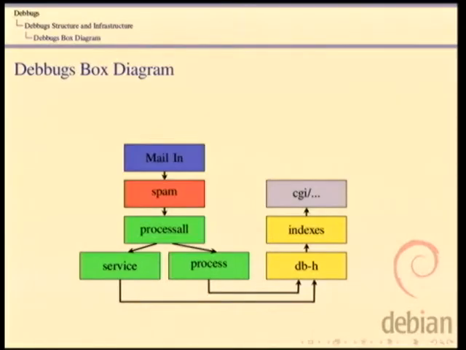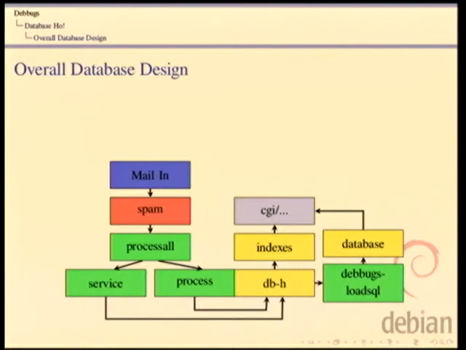Then all of the information is stored in flat files in a db-h directory, which has a small hash function to split out the bugs, and is indexed with a couple of flat file indexes. Then the CGI scripts use both the indices and the flat file system to display bugs to users. Okay, so that's how debbugs looked before I started working on the database.